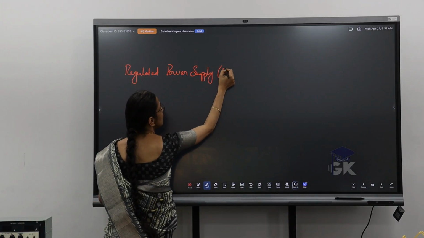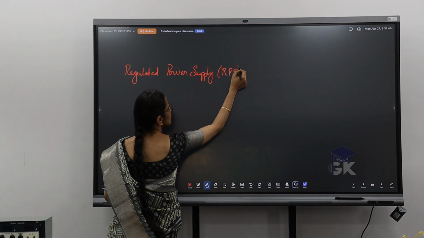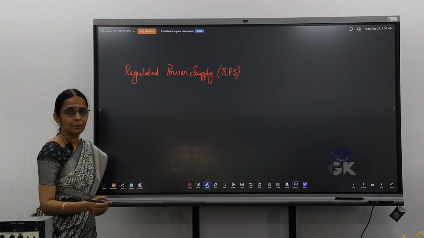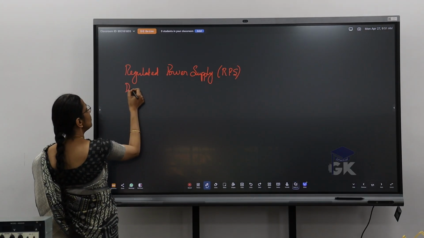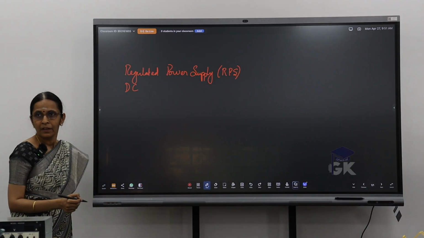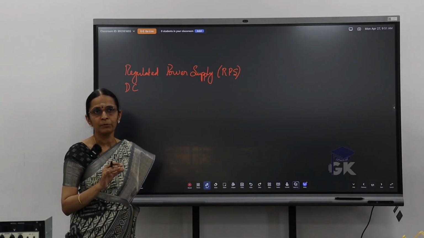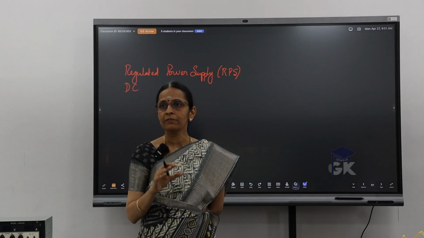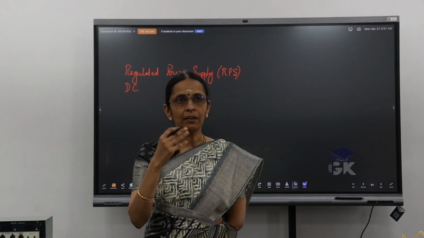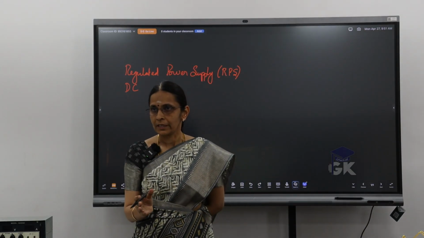So this we generally call RPS, the regulated power supply, which is going to give me my DC signal. Now first let's learn the block diagram of this RPS. What will be the different blocks in it, and then we will go for the actual setup, how it is.